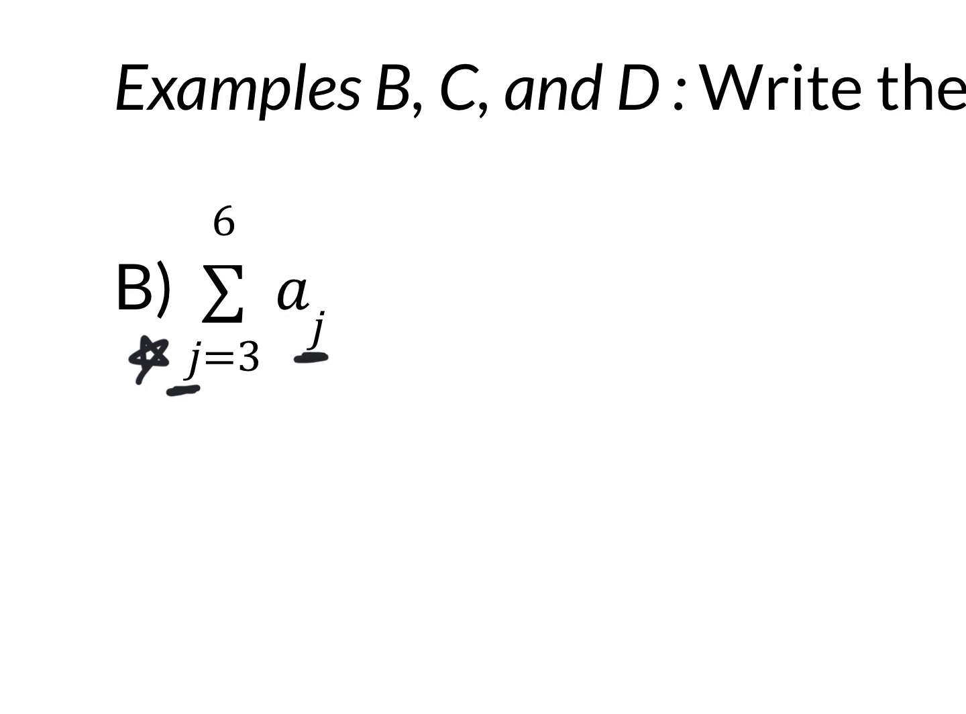So I'm starting with 3, so A sub 3. Then I go up to 4, A sub 4, all the way up to 6. Can I do anything else? No, that's just it. We're done. We evaluated what we could. Now we move on.